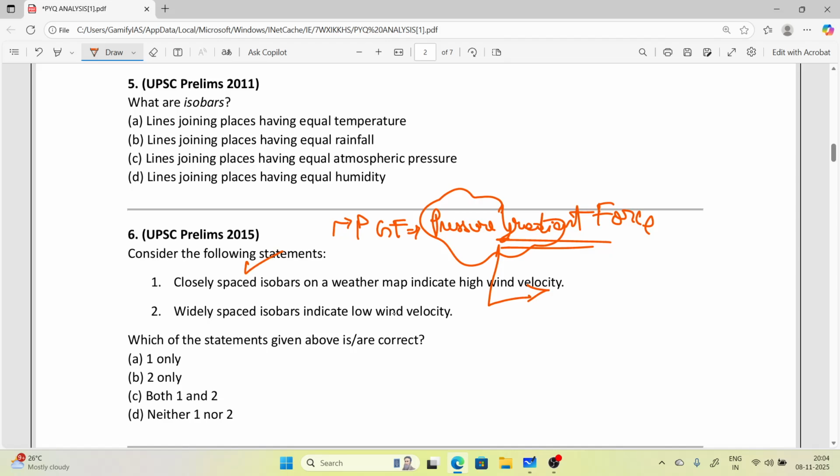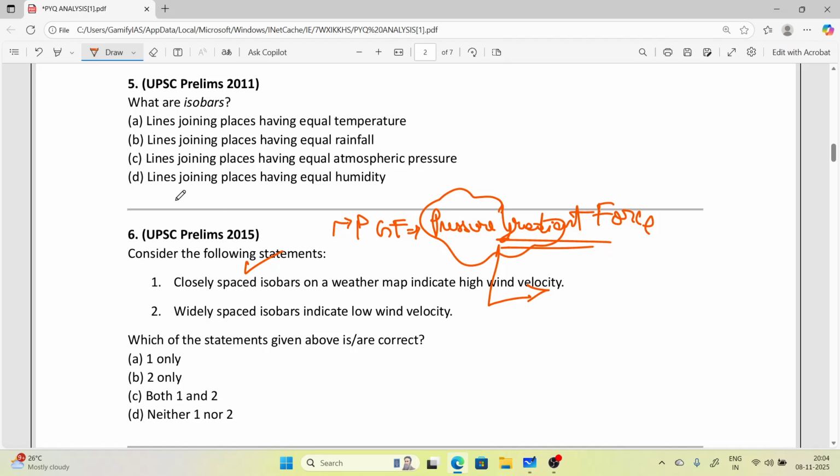Okay, and here what happens? The wind force would be faster. Wind is flowing faster, and the smaller the difference between the pressure between two places, that is, the isobars are wider, not closer, wider. This means there is weaker pressure gradient force. This is the concept. Then the wind will be slower.